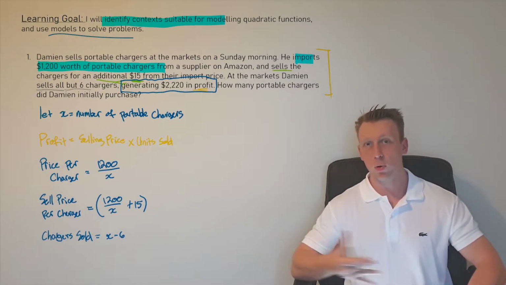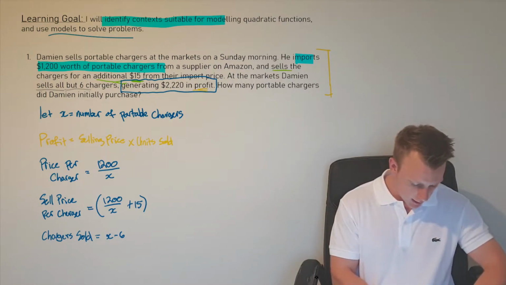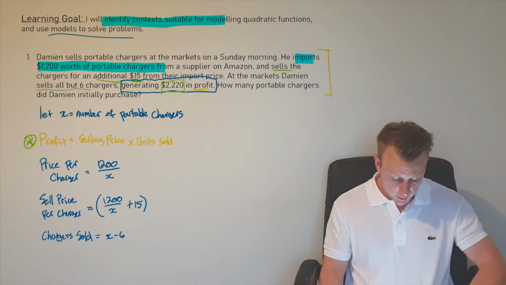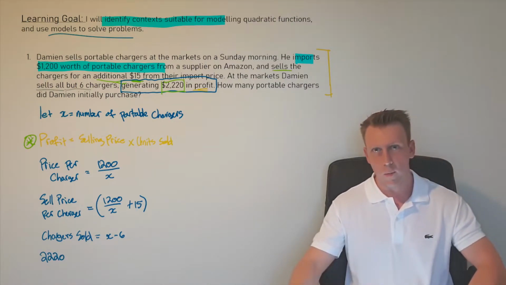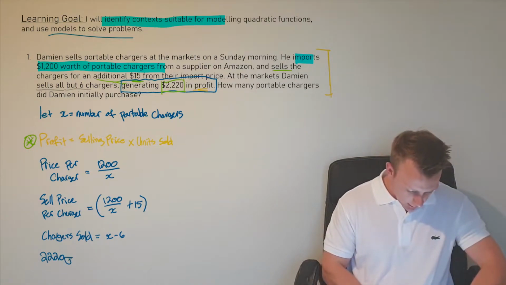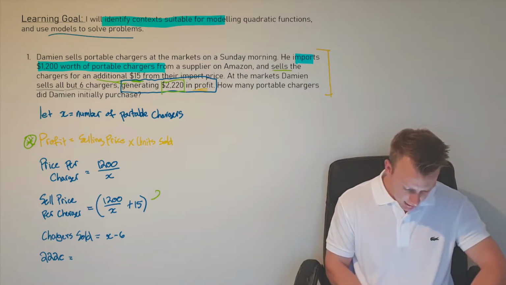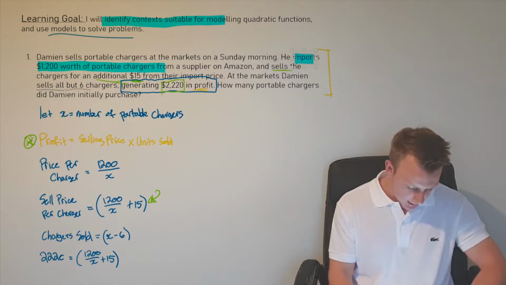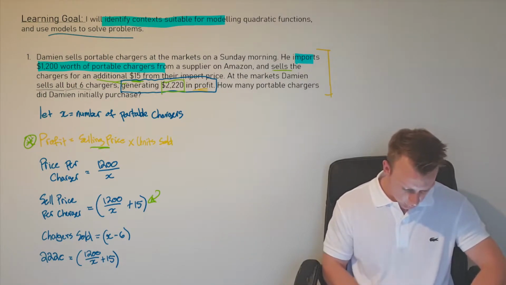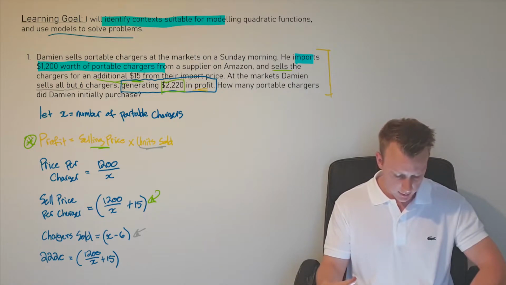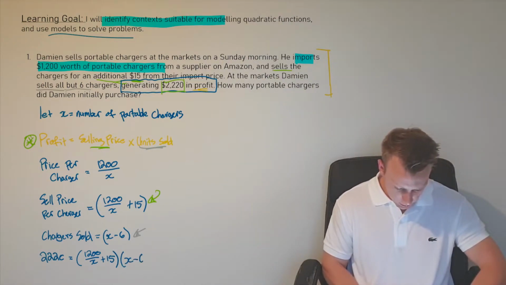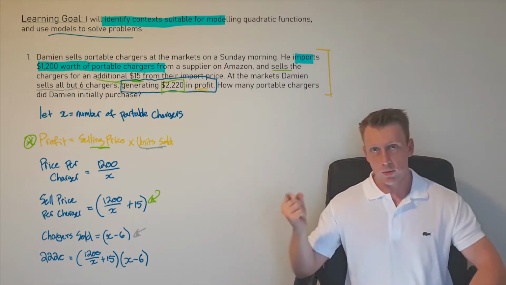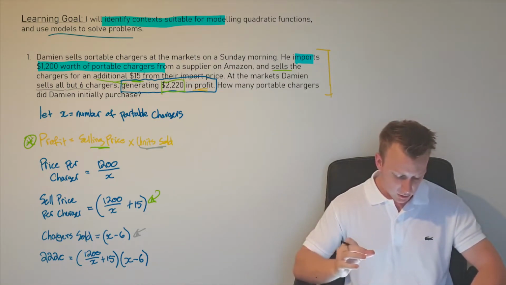I've got plenty of information here that I've just pulled out. I want to see if I can formulate something using this equation. I profited $2,220. That is equal to the selling price per charger, which is this here, multiplied by, there should be brackets here because that's a whole unit. That's the sell price right here. And this, which I'm doing in grey, is the units sold, because you sold x minus 6 of them. Multiply those two together. I'm going to expand this out and simplify it to see what it looks like, because it's beginning to look like what could be a quadratic.